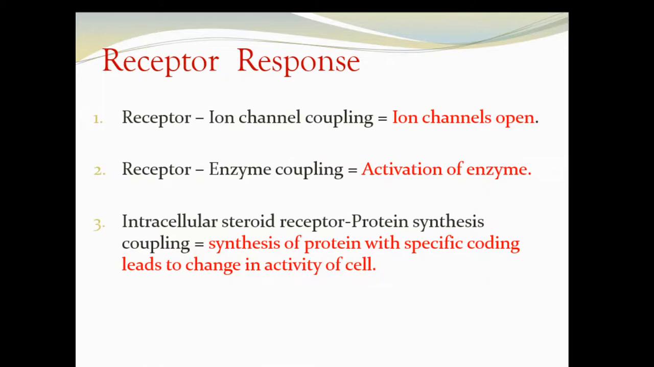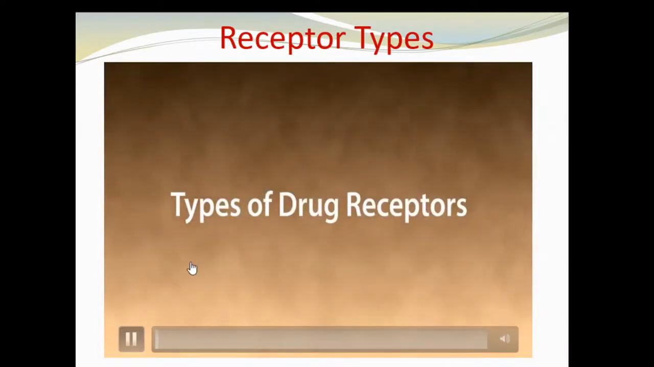Third is the intracellular steroid receptor. When the drug binds to this receptor, there is protein synthesis coupling, that means specific proteins with specific codings are synthesized that change the activity of cells. So for receptor response, there are three types. Once the drug binds to the receptor, some drugs activate ion channel opening, some activate an enzyme, and some activate protein synthesis. So we will see an animation.